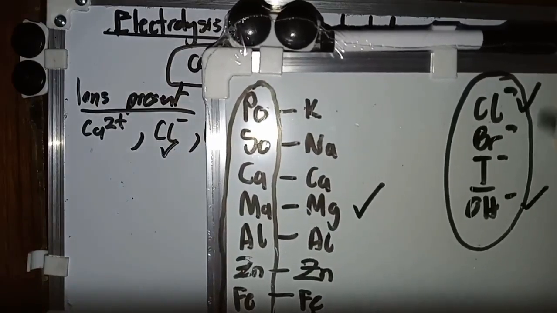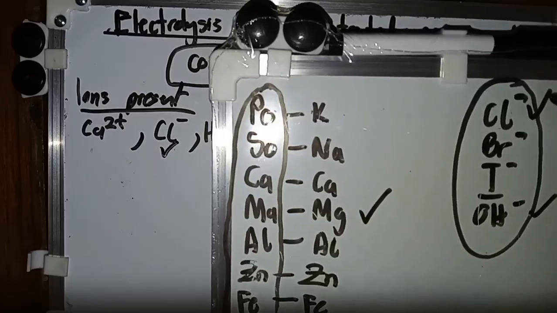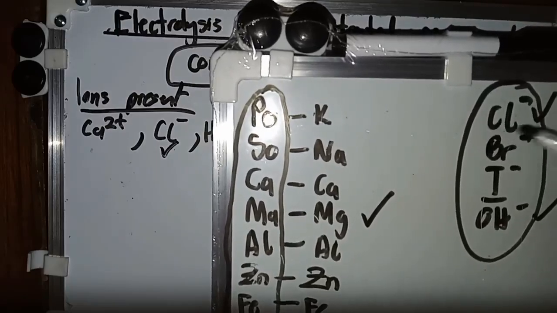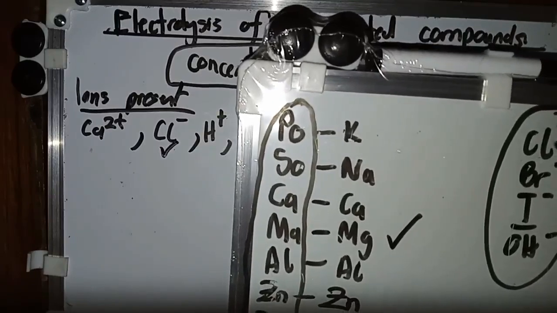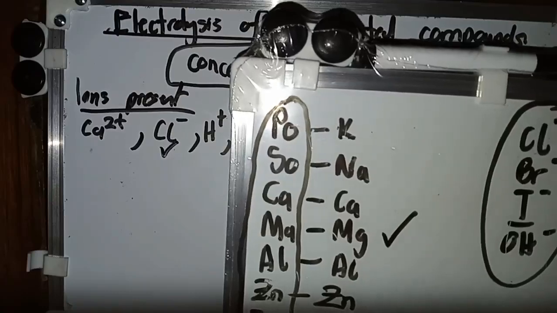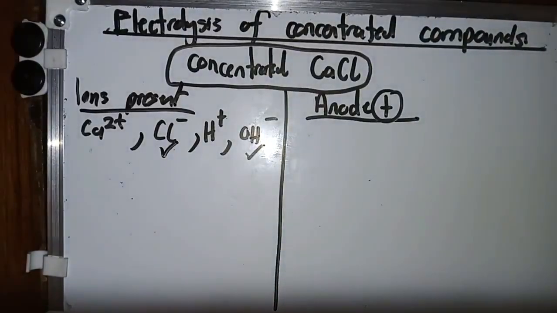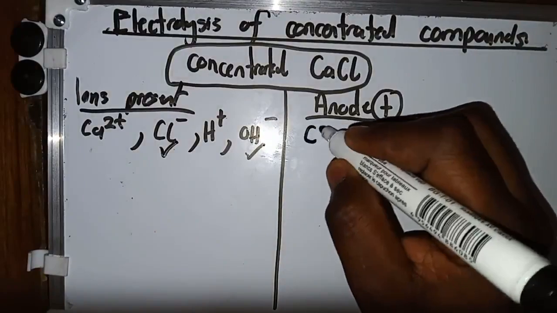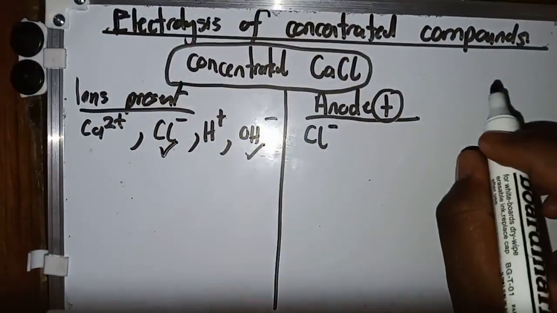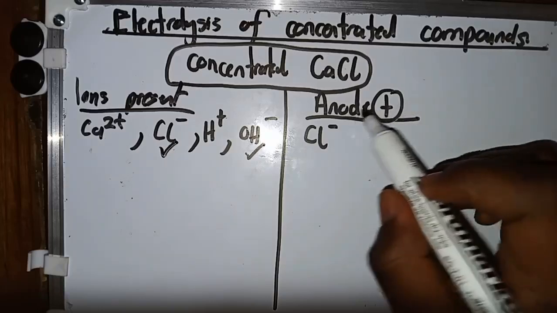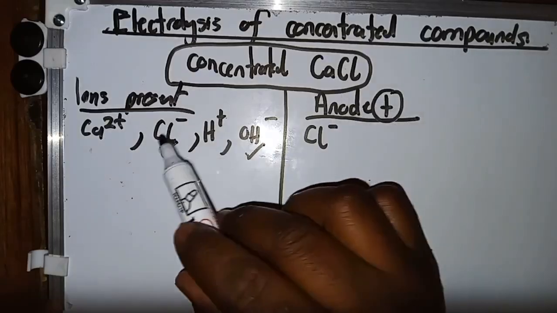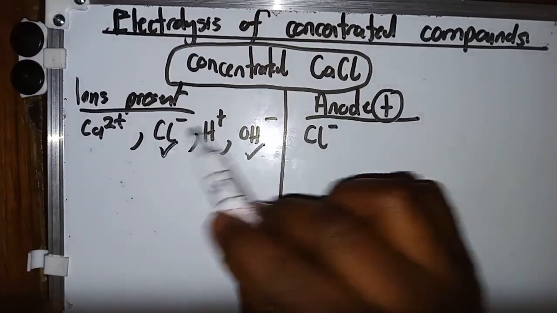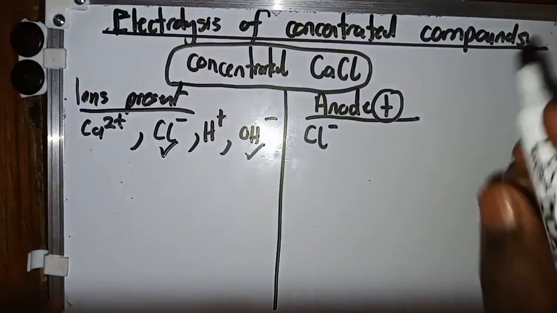So which one is going to be attracted? In this case, I said that only for concentrated at the anode when attracting negative ions, the most reactive is chlorine. Okay, this only happens for concentrated, only for concentrated at the anode, when attracting the negative ions.